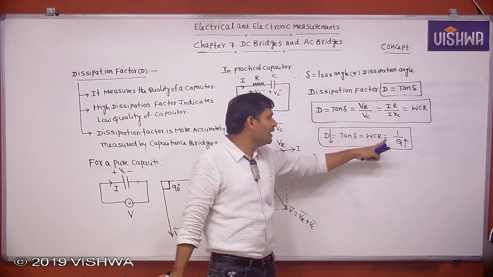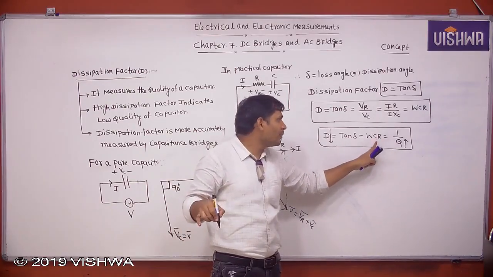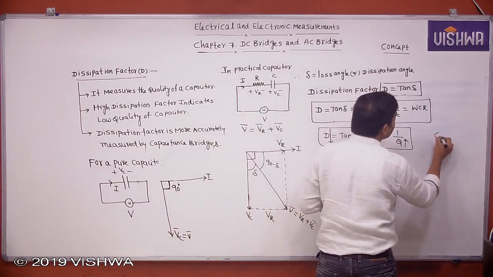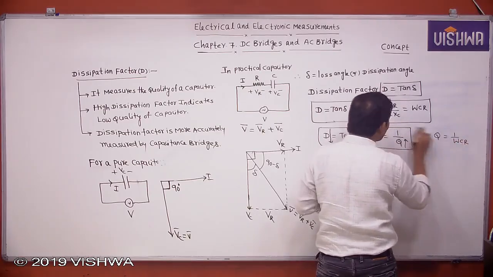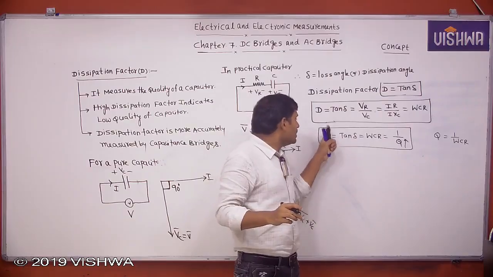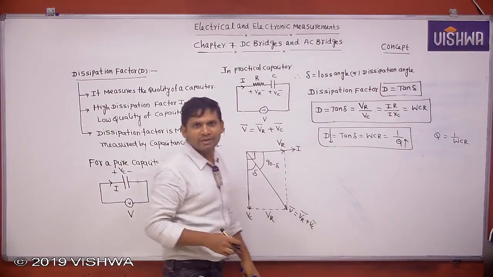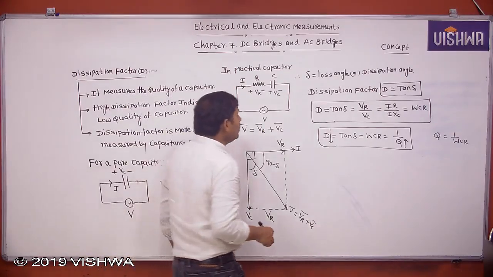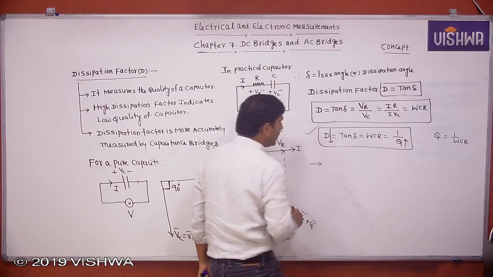For a series combination, what is the quality factor? Q equals 1 by omega CR. From this, omega CR equals 1 by Q. Now I am telling that if the dissipation factor is less, the quality factor is more. That is the meaning. Like that we can measure the quality of a capacitor. Now this is about the dissipation factor formula for a series RC combination.